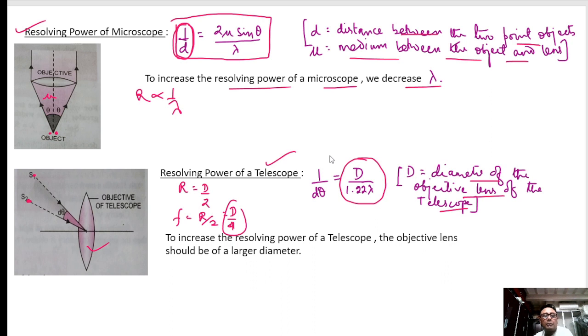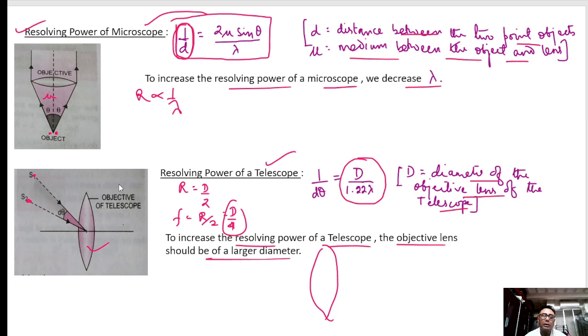This is the resolving power of the telescope. So to increase the resolving power of the telescope, the objective lens should be of a larger diameter. That means you have to take a bigger lens whose diameter will be much more. Then only you can resolve the objects very clearly. So for microscope it is 2 mu sin theta by lambda, and for the telescope it is D by 1.22 lambda.